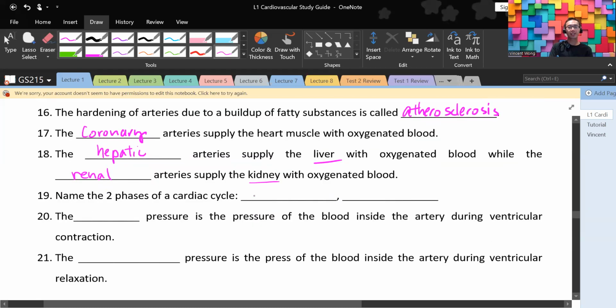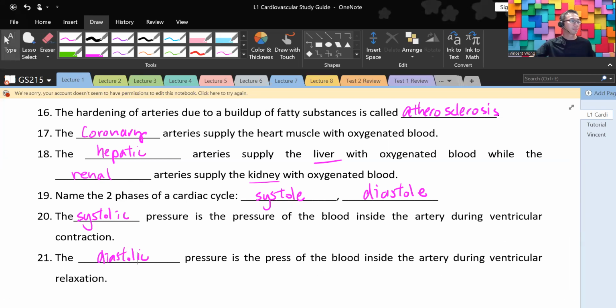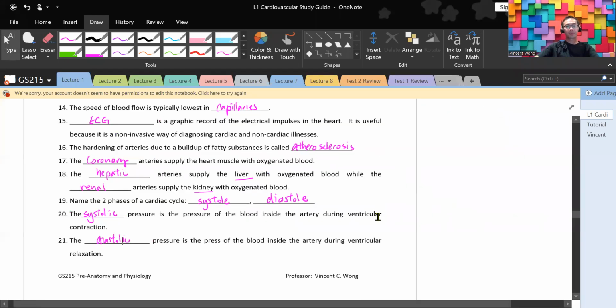Name the two phases of the cardiac cycle. We have the systolic and the diastolic. Oh, sorry, the two phases are systole and diastole. When we say the pressure, then we change it to an adjective. So that's systolic pressure when the ventricles are contracting, and diastolic when the ventricles are relaxing. Okay, that's the fill in the blanks.